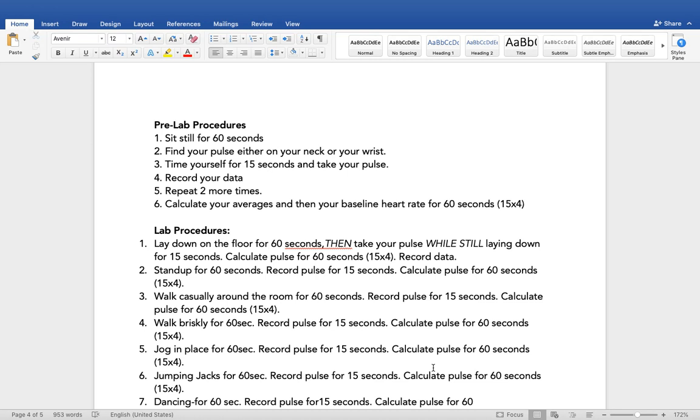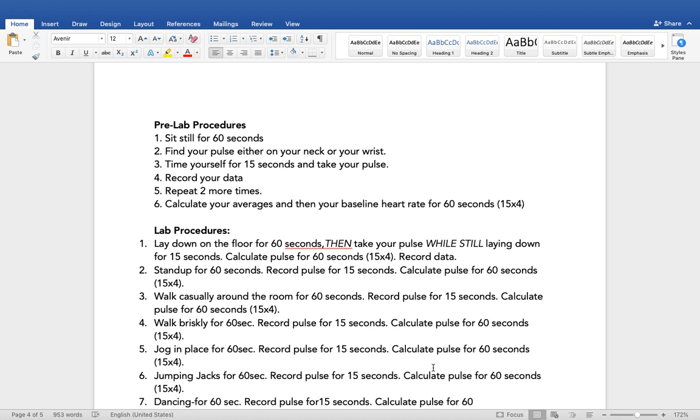And this is going to be recorded as your baseline heart rate. So you're going to sit still for 60 seconds, find your pulse rate, time yourself for 15 seconds, take your pulse, repeat this 2 more times. Then you're going to multiply each of those numbers by 4. And then you're going to calculate your averages from those 3 numbers. And this will be your baseline.